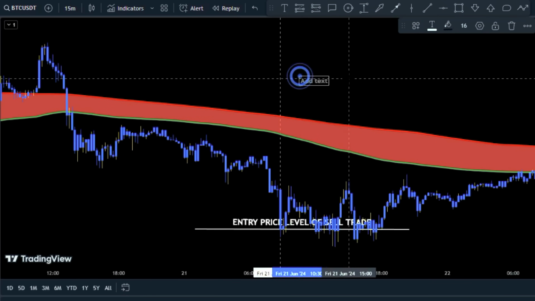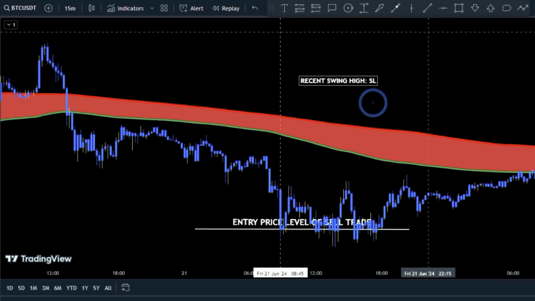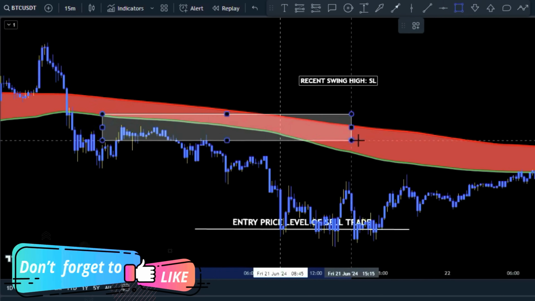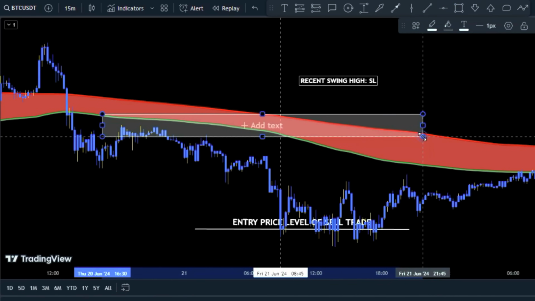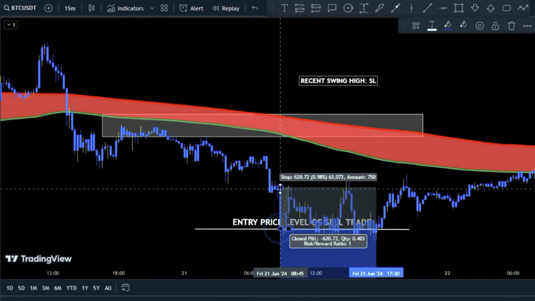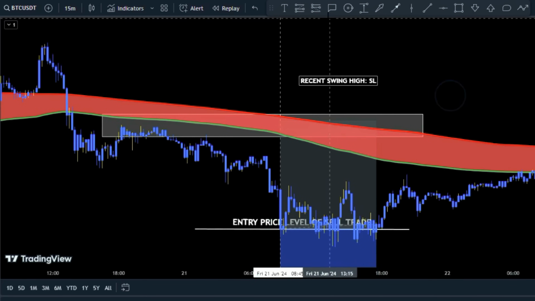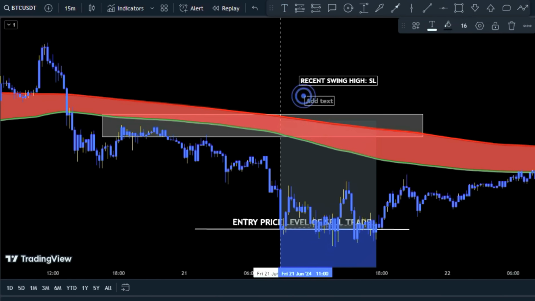After that, to manage risk effectively, set your stop loss at the most recent swing high of the market, providing a low risk zone. For an optimal exit strategy, aim for a risk-to-reward ratio of 1 to 1.5.